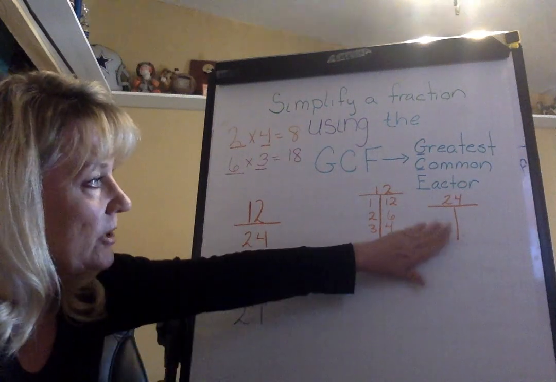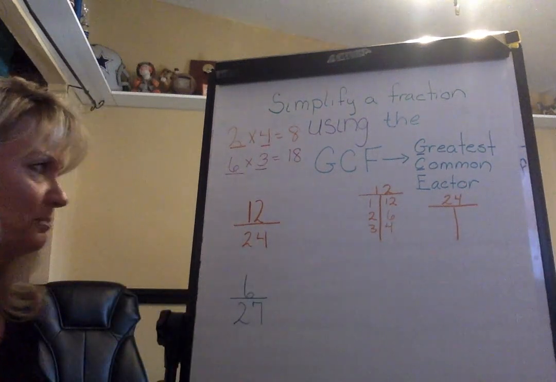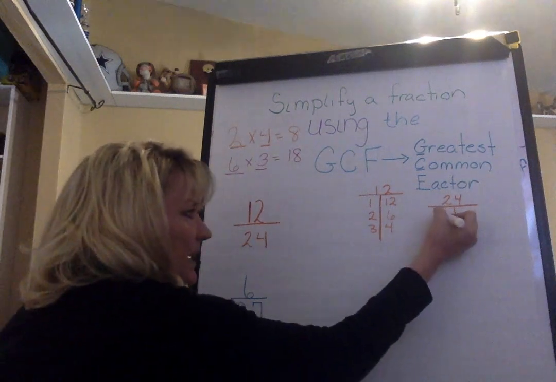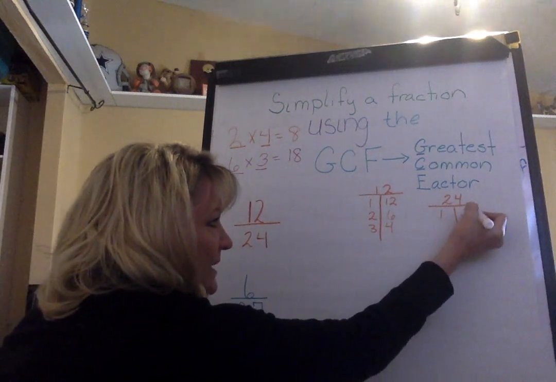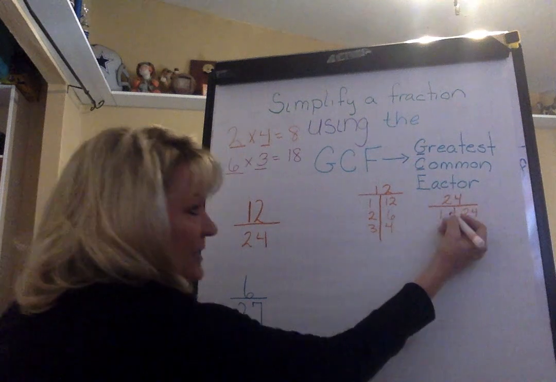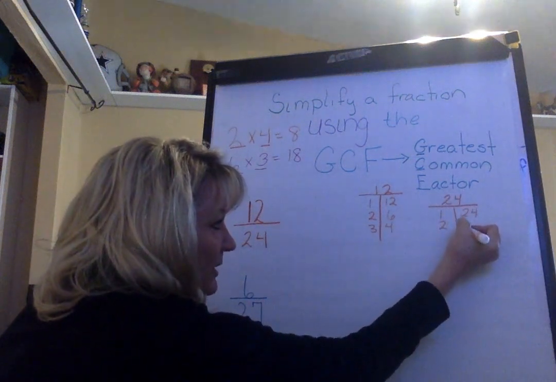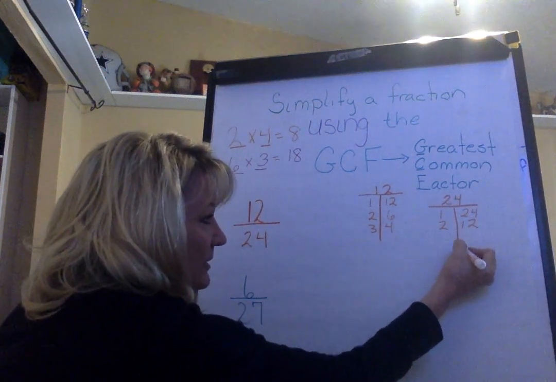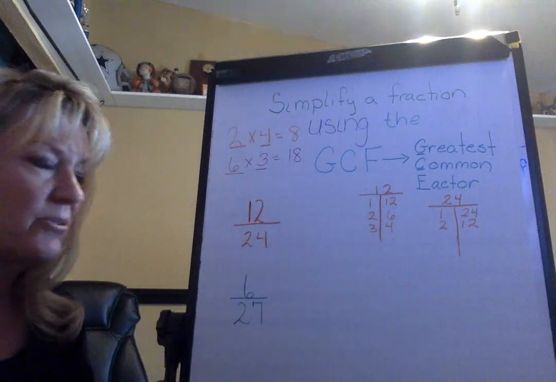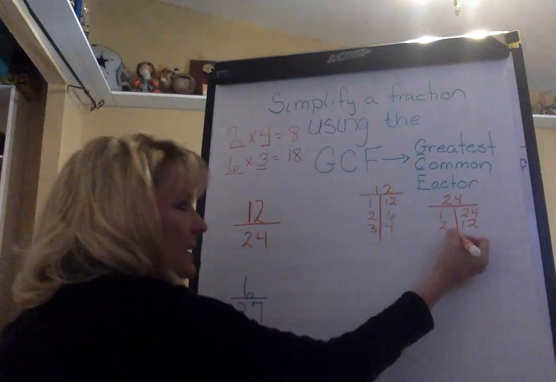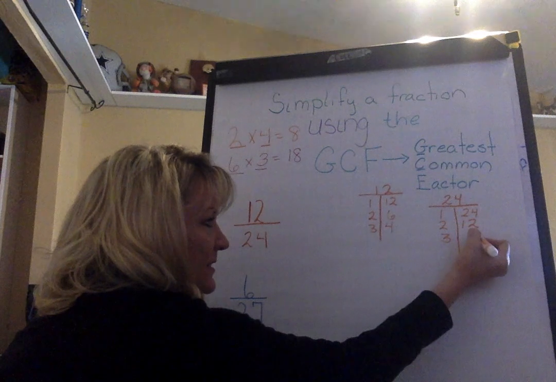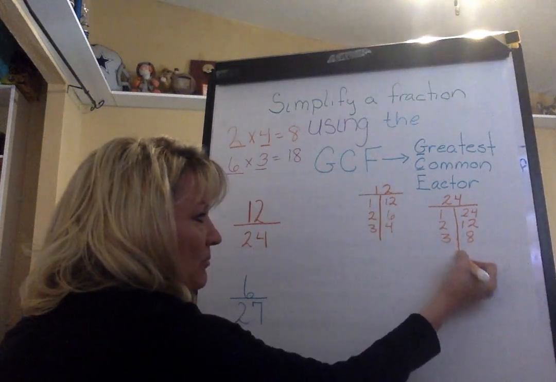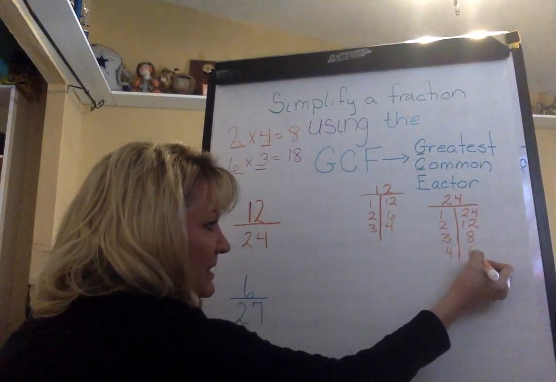Okay? Now I'm going to go to my t-chart for 24. I know that every number has a factor of 1 and itself. I see it's even, so it must have a factor of 2, and I know that's times 12. If I look in my 3's, I'll see that there is a 24 in there, and that's 3 times 8. And in my 4's, I have 4 times 6.